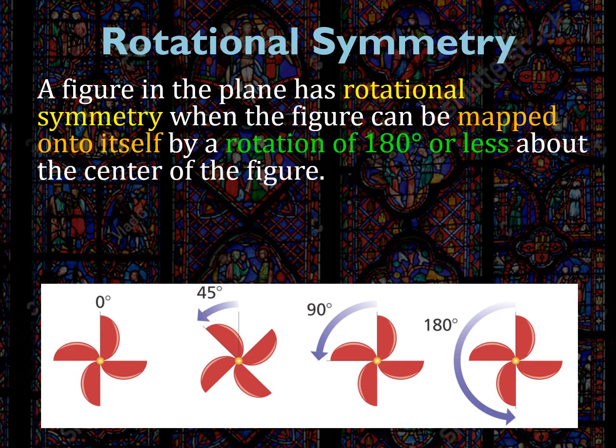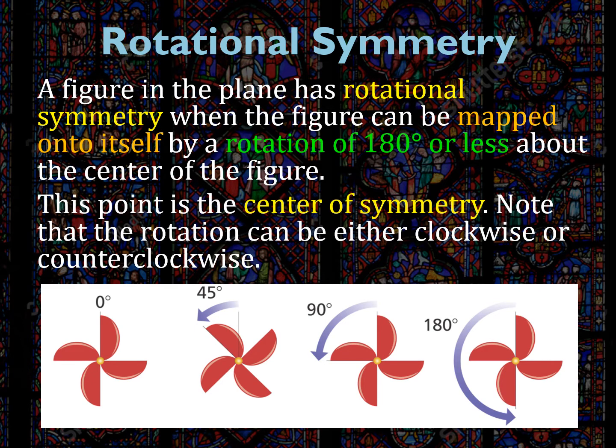Rotational symmetry. A figure in the plane has rotational symmetry when the figure can be mapped onto itself by a rotation of 180 degrees or less about the center of the figure. In other words, you would spin the figure somewhere between 0 degrees and 180 degrees. And if it ends up exactly where it starts, in other words, you can overlap it with the original shape perfectly, that is called rotational symmetry. The point where the rotation takes place is called the center of symmetry.